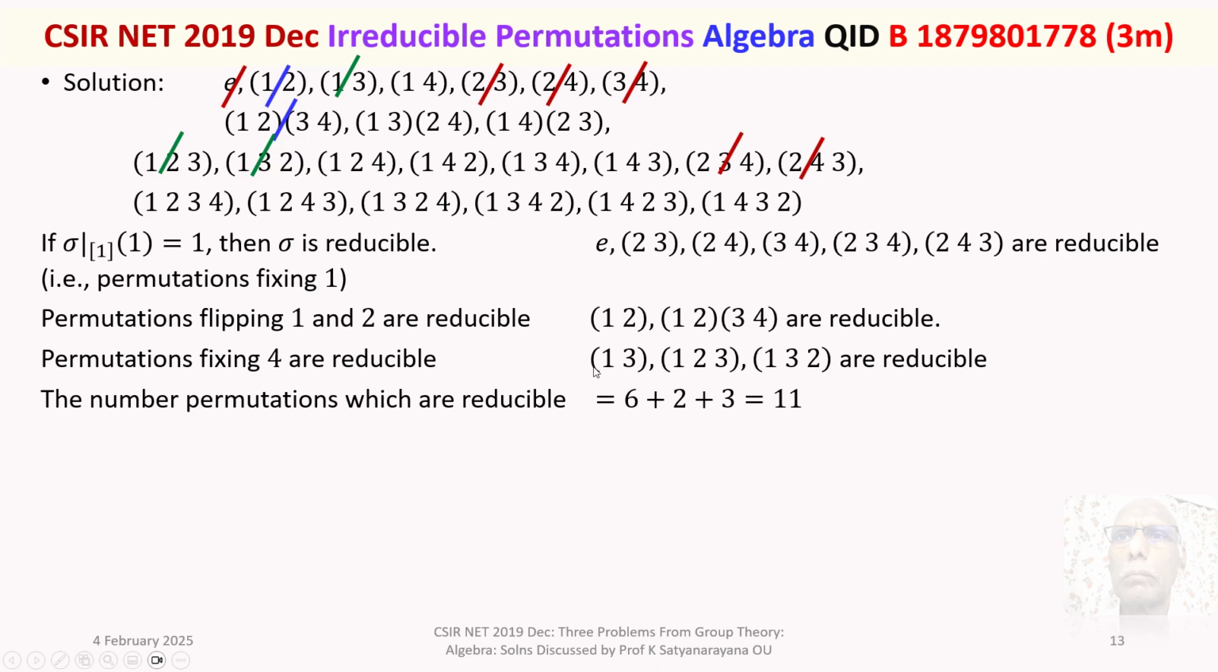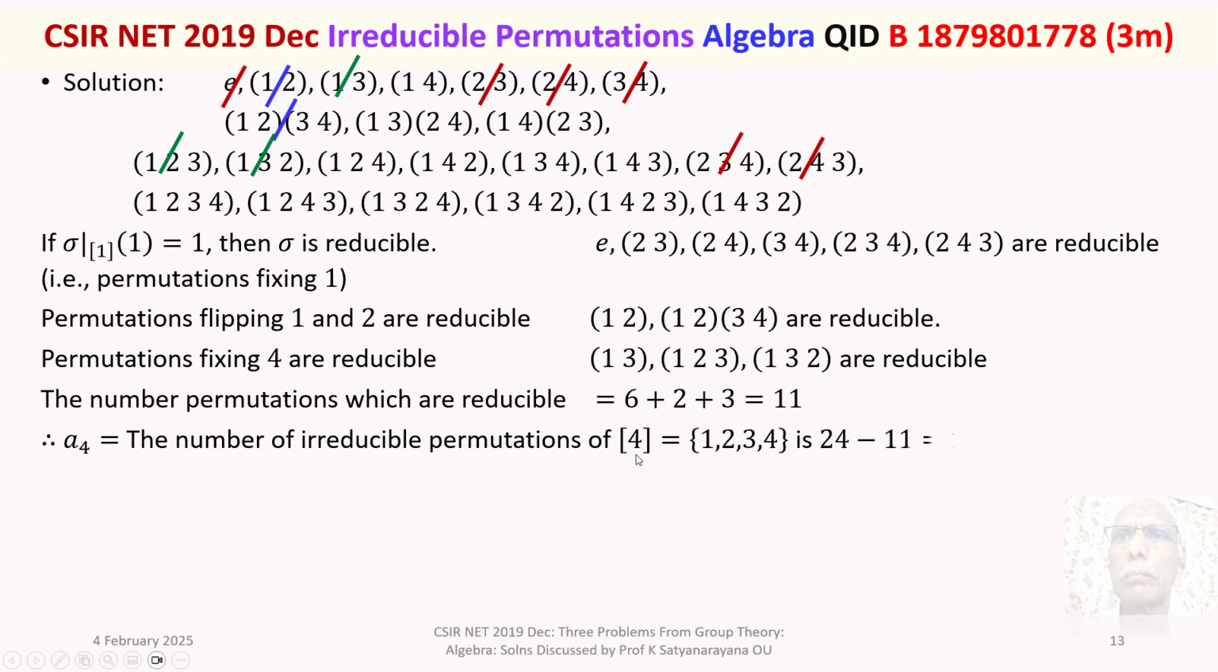Now the number of permutations which are reducible: here it is 6, here it is 2, here it is 3, and the sum is 11. So A4, the number of irreducible permutations of bracket 4, that is the set consisting of 1, 2, 3, 4, is the total number of elements 24 minus reducible ones 11, and that is 13. So 13 is our answer.